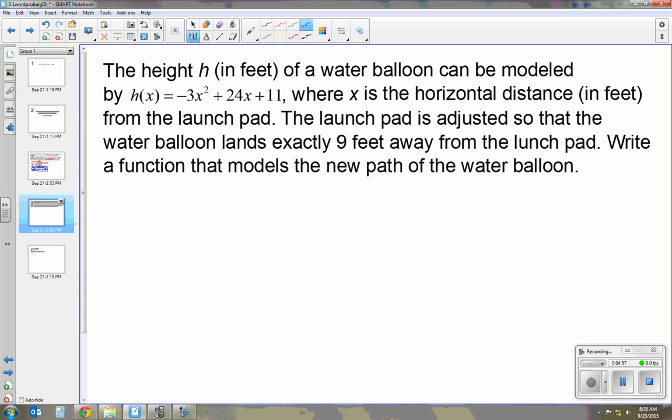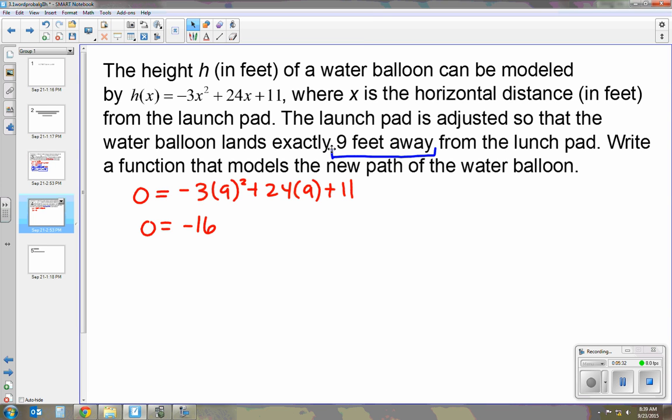Now this one's a little different because it gives you the exact feet away from the launch pad that we wanted. So we don't have to use a graphing calculator for this one. All we have to do is plug in the 9 to the original equation. So this one's a little bit quicker. We have to make this equal to 0 when it lands exactly 9 feet away. So this is going to be negative 3 times 9 squared plus 24 times 9 plus 11. And what we get for that one is negative 16.